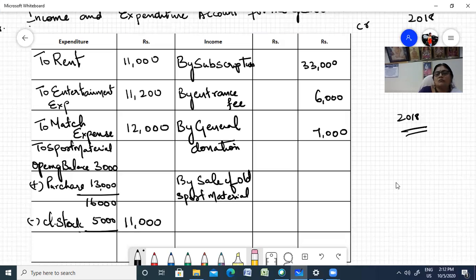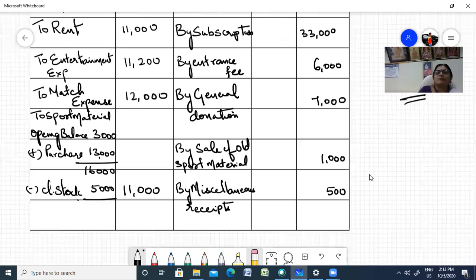So that is 1,000. By miscellaneous receipts, that is 500. Fine. Now that we have completed the problem, let us see which side is more. 30, see now we have 40. Now let us see. We have our debit side is more than the credit side. So let us close this.